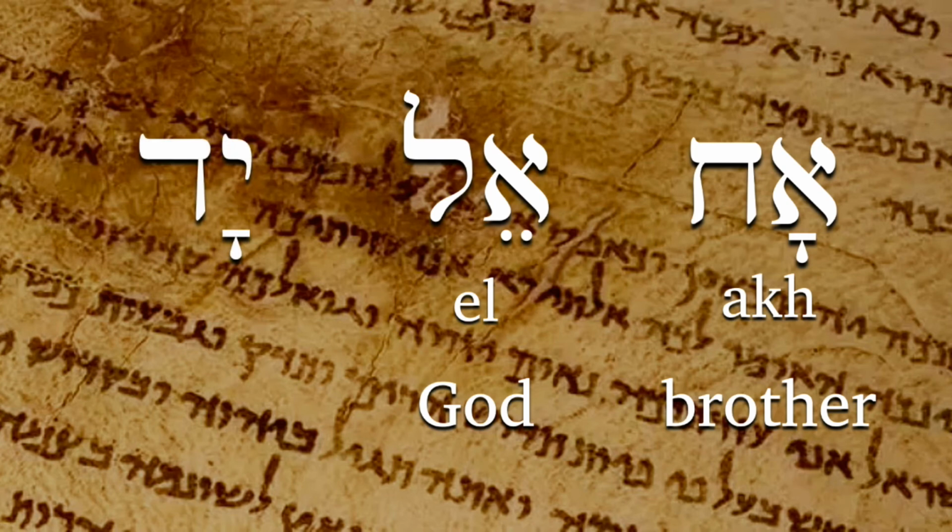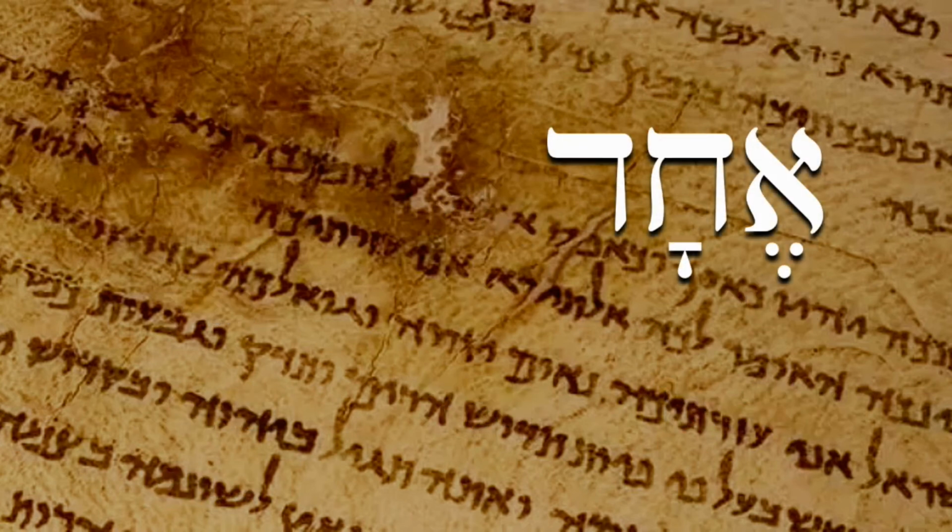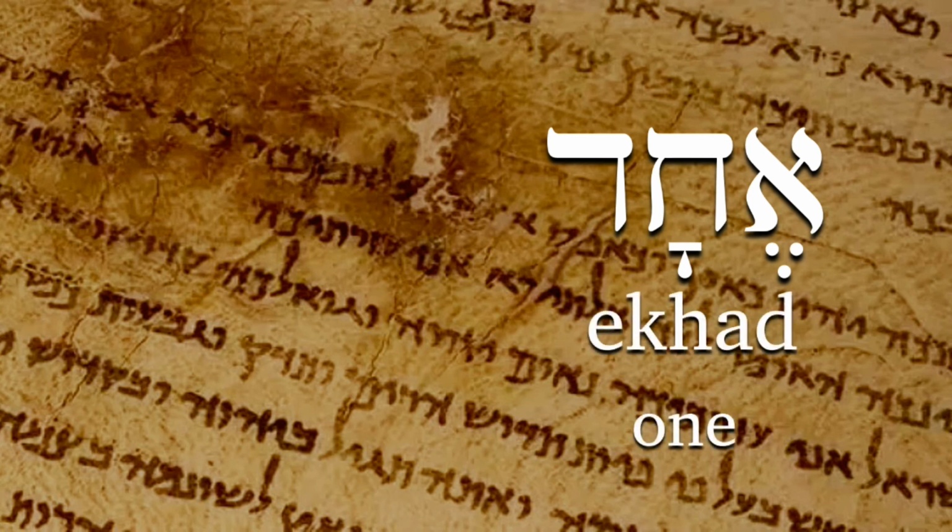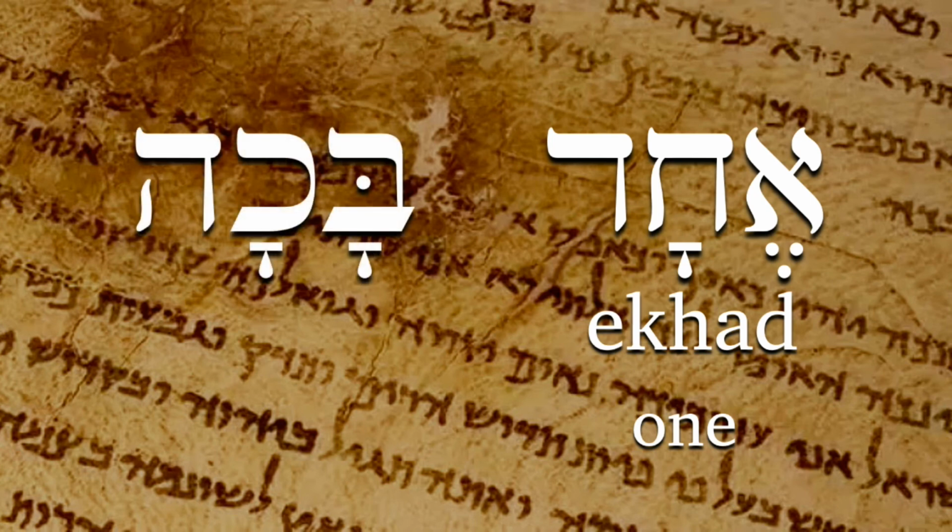We have the letter yod, which is a Y. Yad. I already told you what yad meant. A hand or your arm. All right, 4 more. Go straight to the vowel. Echad. Echad, that means one.